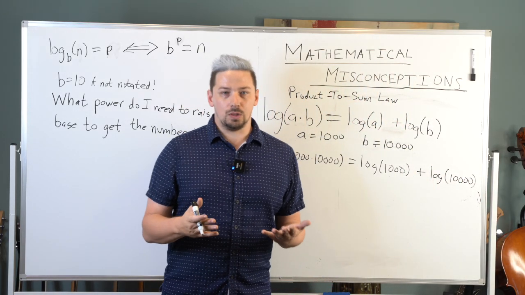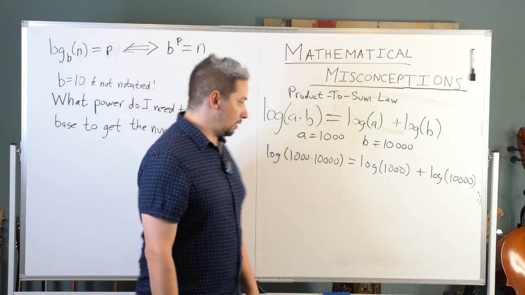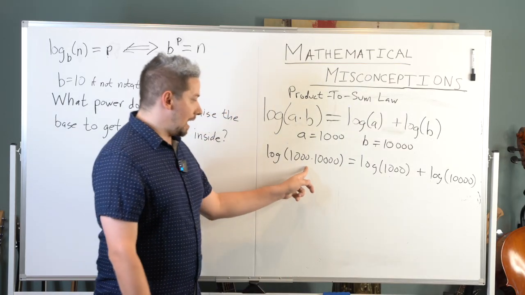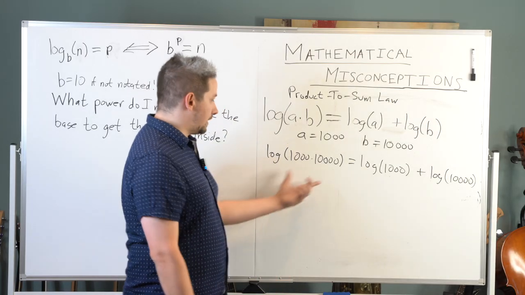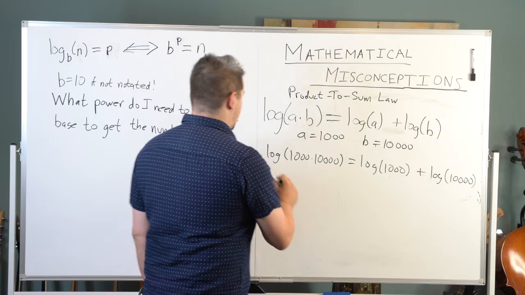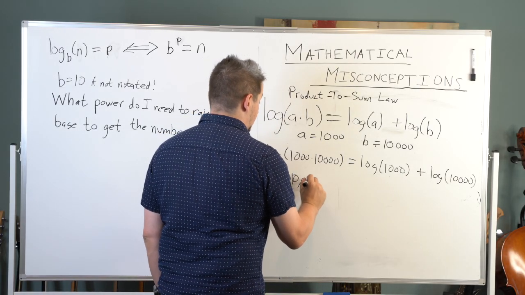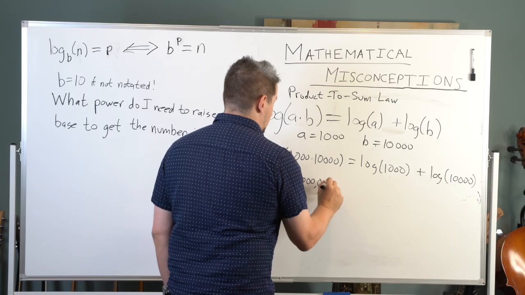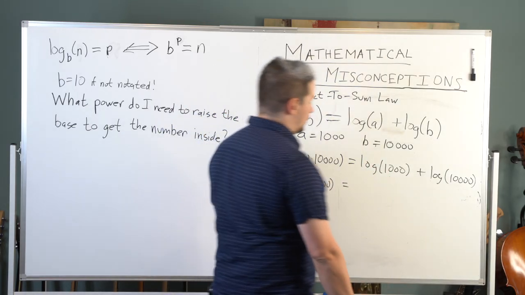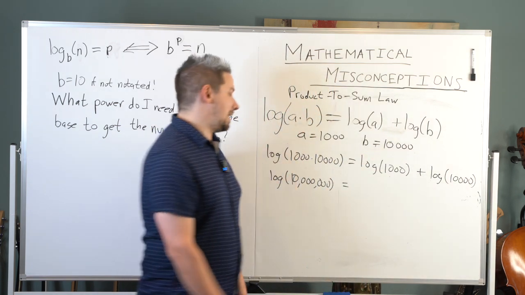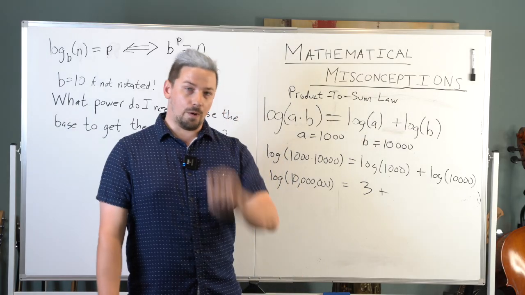And the more ways that you learn to look at logarithms, the more flexible and adaptable you'll be when you're doing any algebra. So in this case, if I take 1,000 times 10,000, there are a couple ways that you can do this. The first way I could say is just brute force it. This is going to be log of 10 million is equal to, what's log of 100? Well, log of 100, 2. How about what's log of 1,000? That's 3. And then log of 10,000, 4.